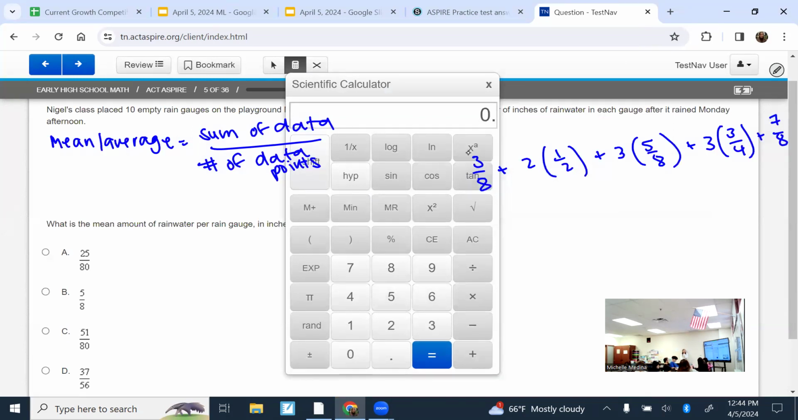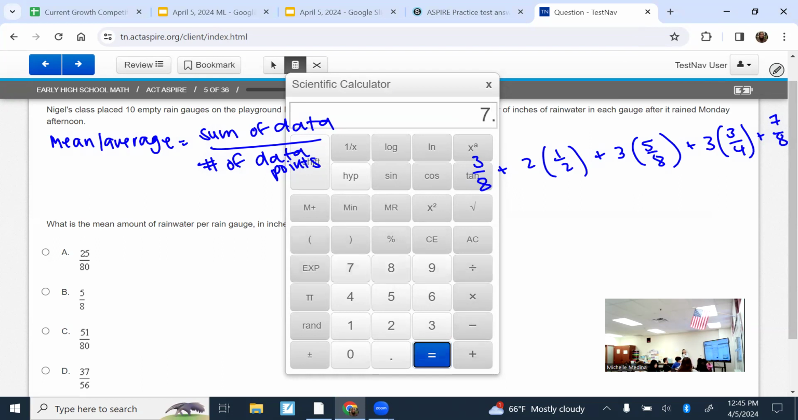Anyway, I also recommend that any fractions, and this goes for any calculator, you put them in parentheses when you type it in. So it would be parentheses 3 division sign 8, close parentheses, plus 2 times parentheses 1/2, close parentheses, plus 3 times 5/8, plus 3 times 3/4, plus 7/8.